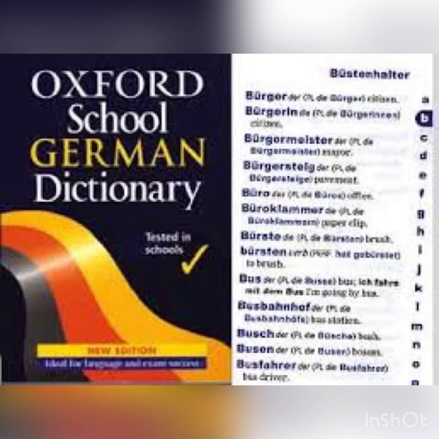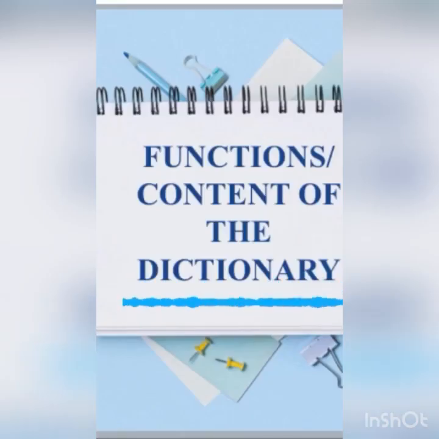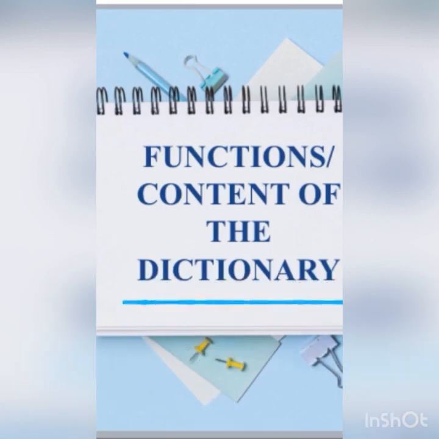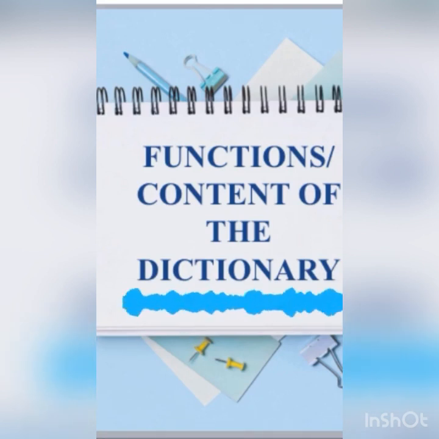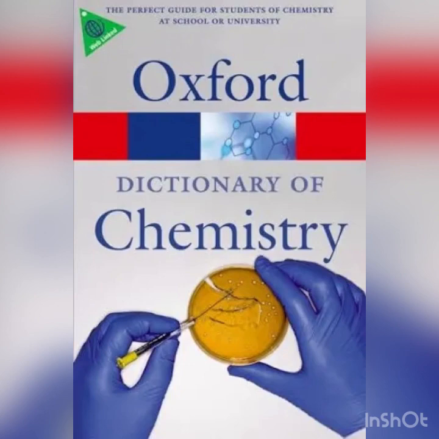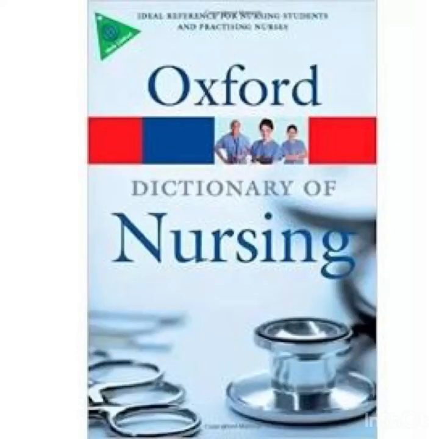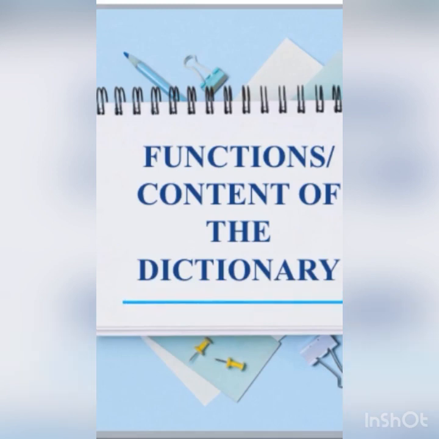The next type of dictionary is the subject or specialized dictionary. There are dictionaries in different subjects or disciplines. An example of this dictionary is a dictionary of chemistry, or a dictionary of economics, or a dictionary of nursing. So in particular fields, there are dictionaries. If you want to know if your field has a dictionary, you could check with a reference librarian in your local library, or you can check the internet.